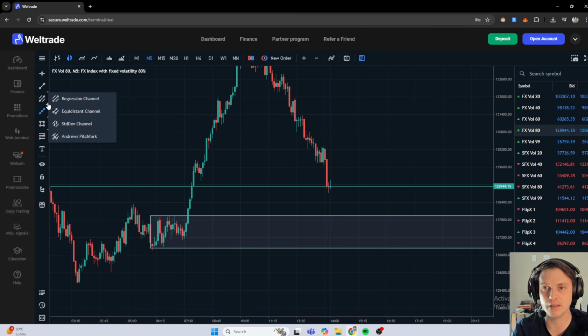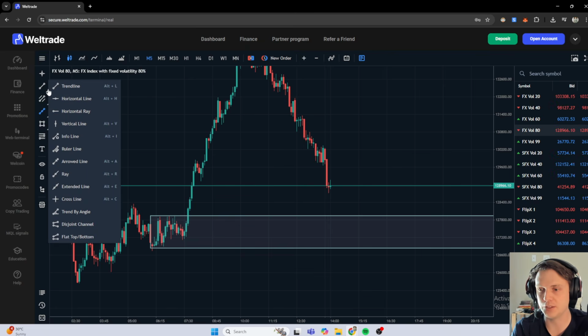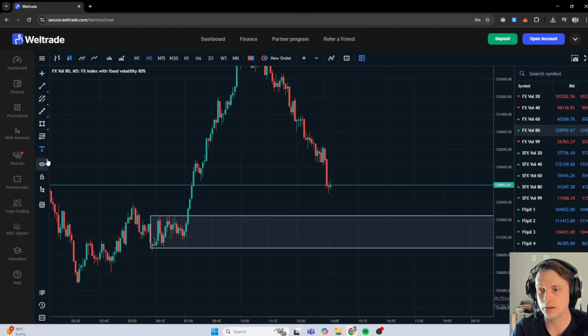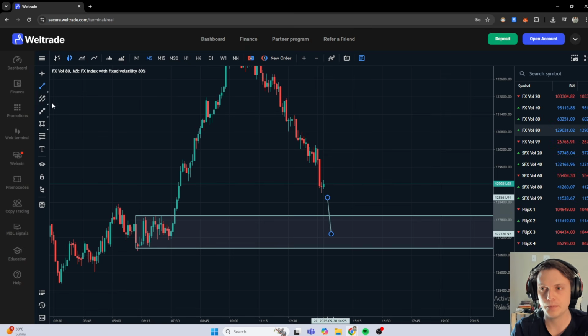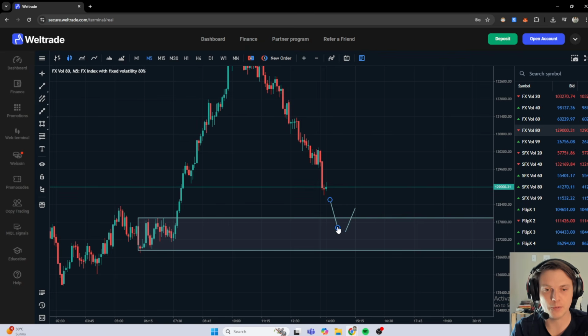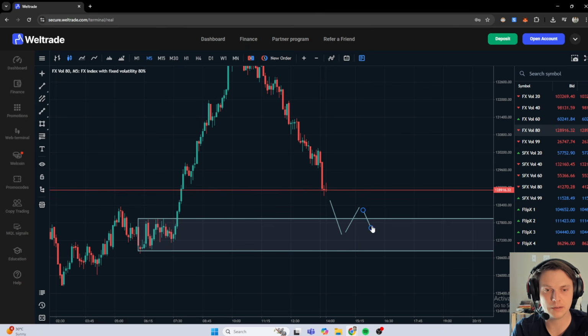I keep on forgetting if there's draw tools here. Let's try and find. There is no draw tool, so we are just going to draw it out with a line. So we'll have to move down into the area. Okay, we will get a move like this. Okay, we'll get a move again down like this.